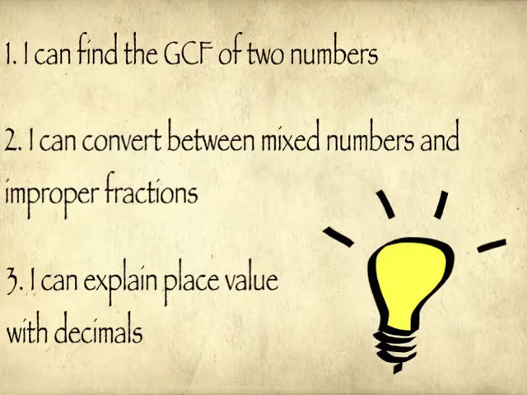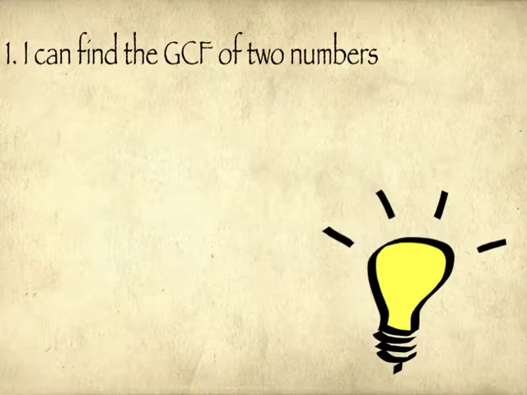3 things to look at today, none of which are new, I don't think. Find the greatest common factor of two numbers, convert between mixed numbers and improper fractions, and explain place value with decimals. And as always, we'll start with number 1, find the GCF of two numbers.